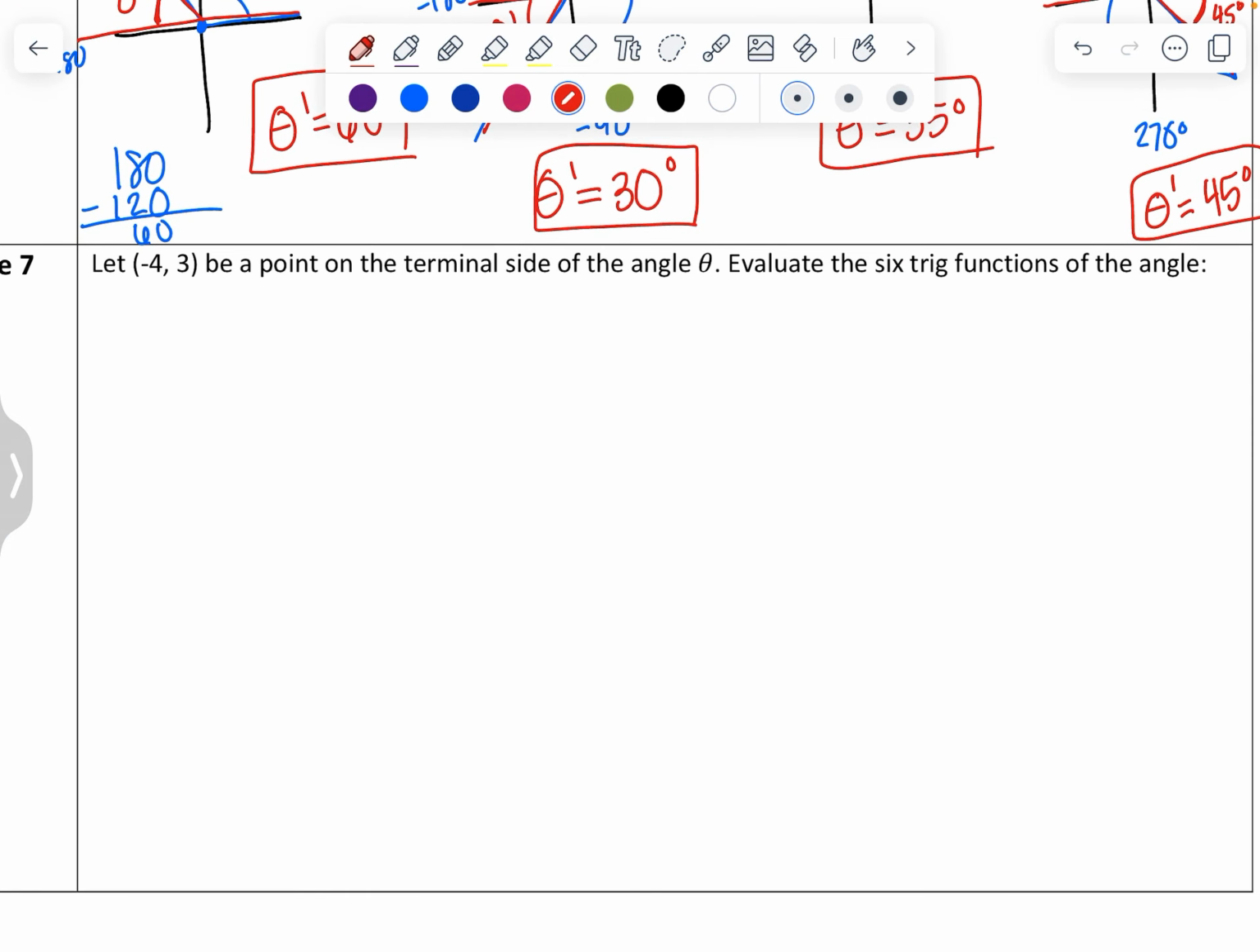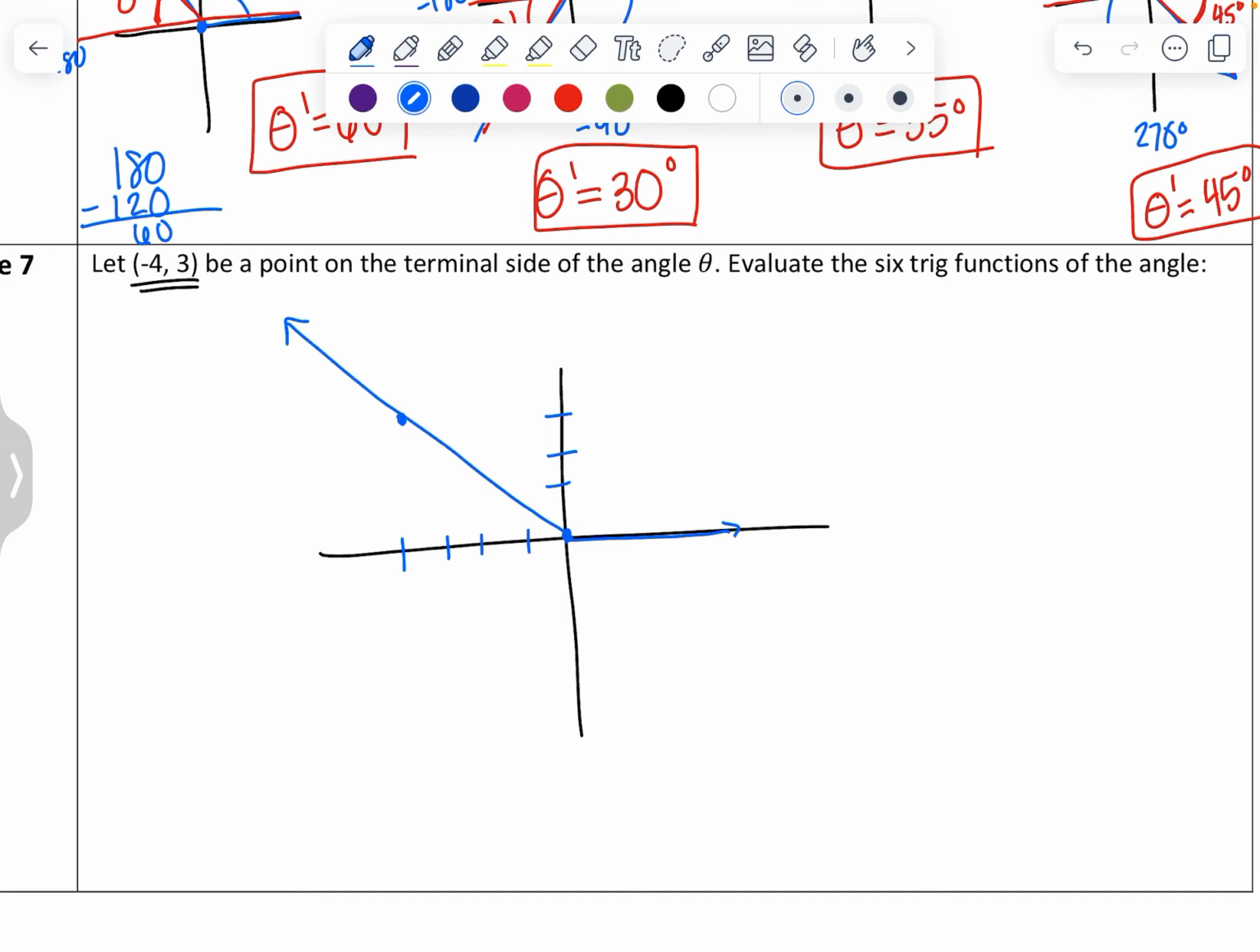All right, the last thing we're going to do is we're going to use the terminal side of an angle to find some trig values. So we have our terminal side of our angle lies on this point, negative 4, 3 lies on the terminal side. So we're graphing our angle from here, and then we're going to be going through the point negative 4, 1, 2, 3. So negative 4, 3 is right there. So we're going to go through that point.